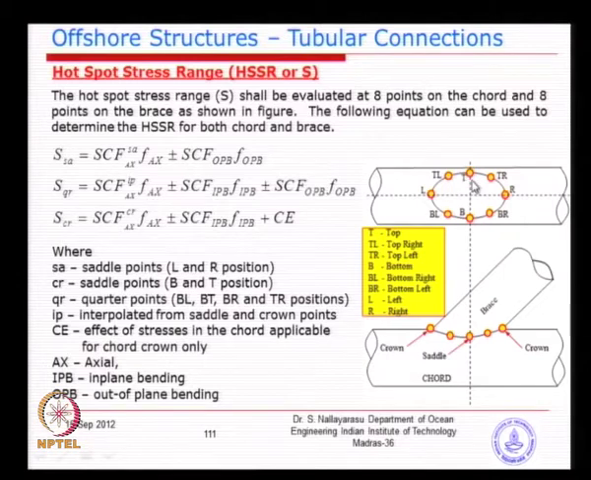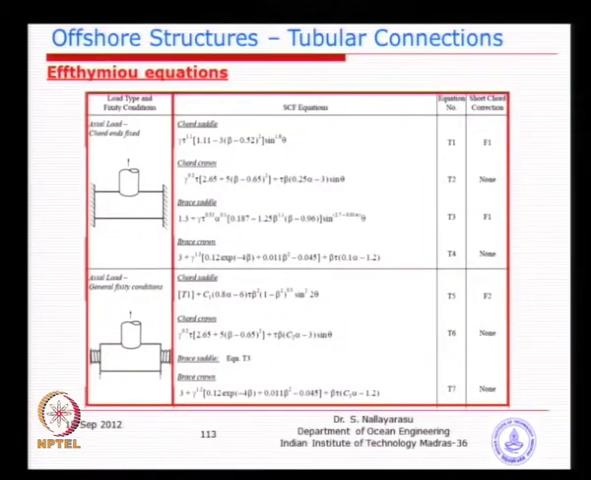Basically, there will be 2 saddle points and 2 crown points, both having the same values. The only thing is, when you combine with your axial and bending stresses, you will see that you have to increase or decrease, depending on the bending moment. So, basically you see here chord side and brace side. I have explained yesterday why there will be a different SEF.